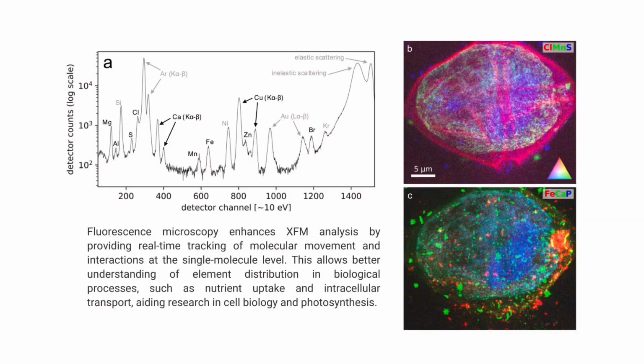Fluorescence microscopy also maps molecular structures but works differently. It relies on the absorption and emission of light by fluorophores. While fluorescence microscopy shows molecular interactions and movement, XFM provides high-resolution chemical composition maps. Combined, they give a more complete understanding of biological and material systems.